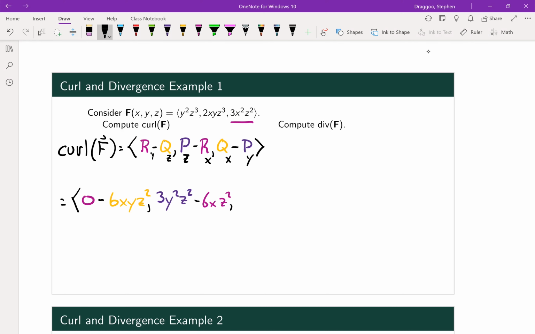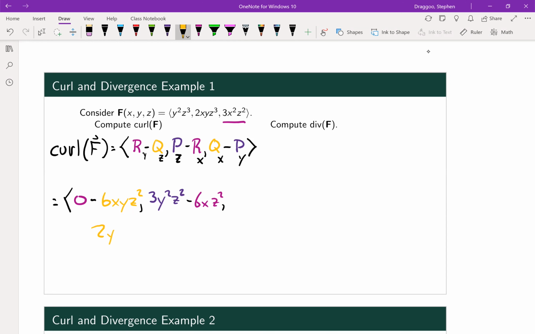And then I'll move down a line just so that I can fit all this together. Lastly, we want the Q partial with x. So 2yz cubed minus the P partial y. So 2yz cubed.